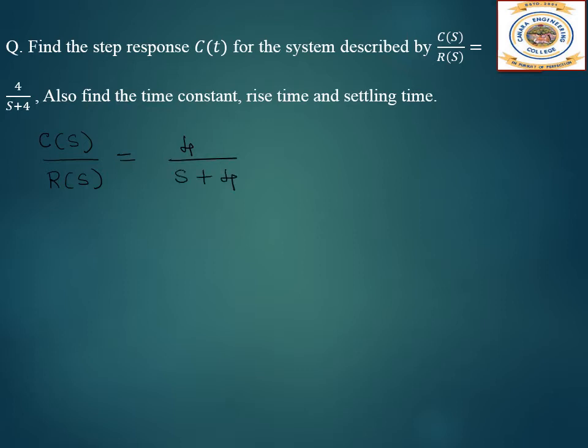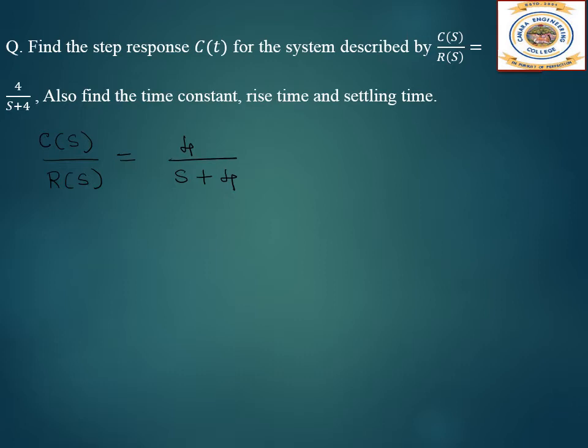Now from here you can observe that this is a first order system. What is the order? Order means the highest power of S or number of closed loop poles in the system. How do you find the closed loop poles? You have to equate the denominator of the closed loop transfer function to 0. So whatever poles you get, that is the order of the system. So here, S plus 4 equal to 0, S equal to minus 4. So you will get only one pole. Hence it is a first order system.